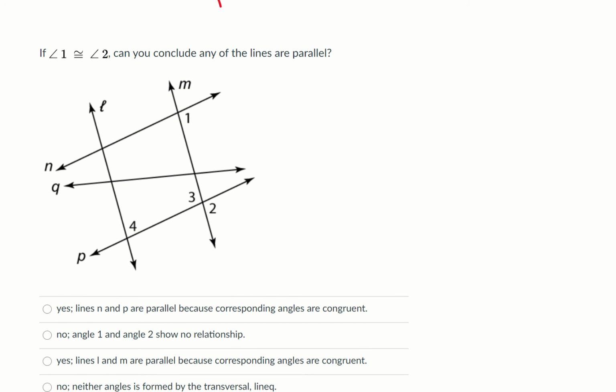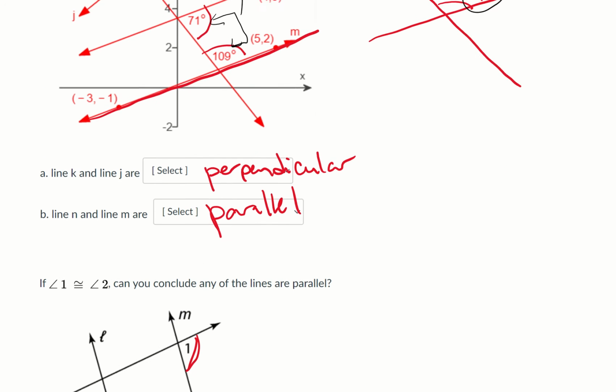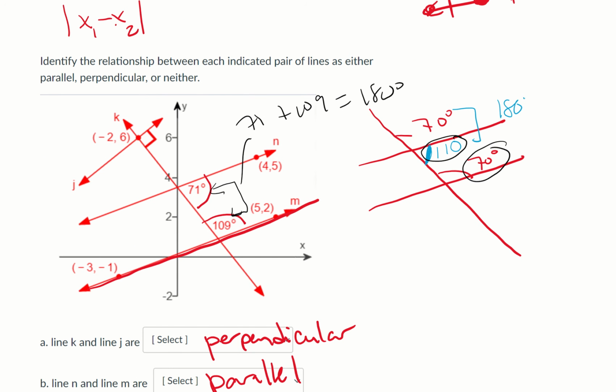All right, so now this one: if angle 1 is congruent to angle 2, can you conclude that any of the lines are parallel? This is kind of like what we just talked about. Those two are equal, and if these two are equal, those are called corresponding angles. Let me erase this. They're called corresponding because I can take this angle and shift it down and it's the exact same angle. Those angles have to be the same if you're dealing with parallel lines.